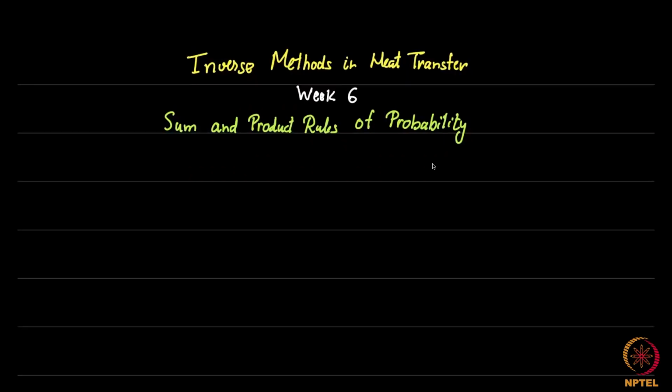Welcome back. This is week 6 of inverse methods and heat transfer. In the last video, we discussed why probability is important within inverse methods. We also looked at definitions of sample space, a random experiment, and what a random variable is. Here we look at two major rules that govern probability, which we call the sum and product rules.